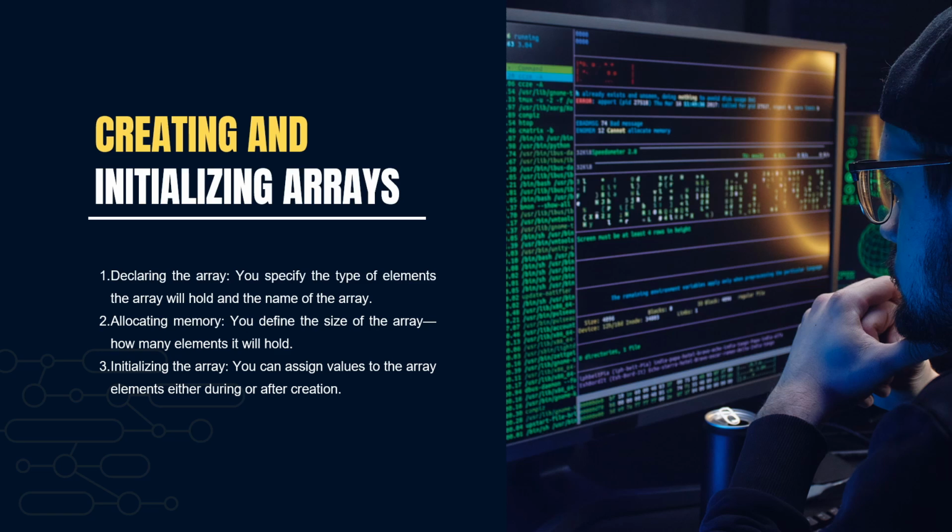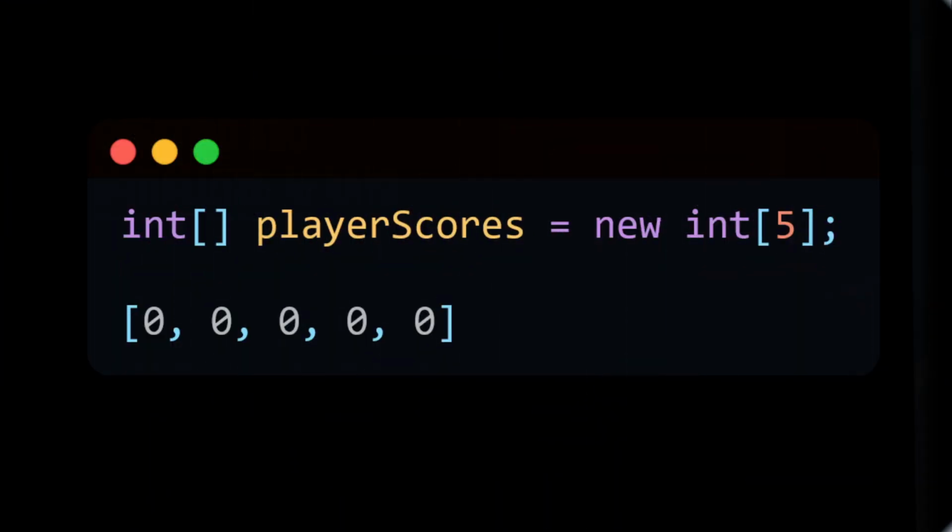Creating an array involves three key steps. Declaring the array: you specify the type of elements the array will hold and the name of the array. Allocating memory: you define the size of the array, how many elements it will hold. Initializing the array: you can assign values to the array elements either during or after creation. Let's create a simple array to store the scores of 5 players in a game.